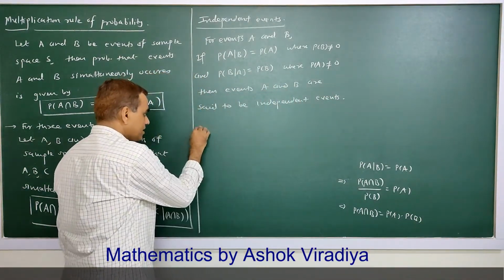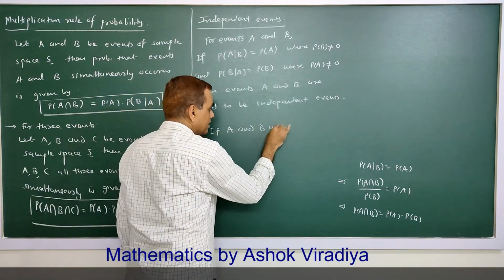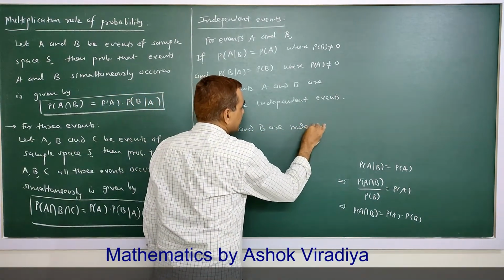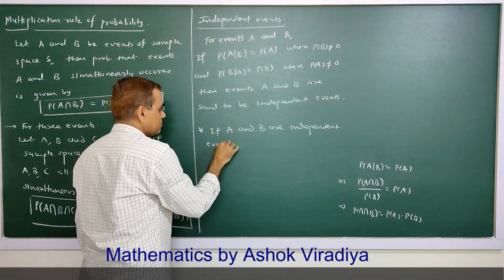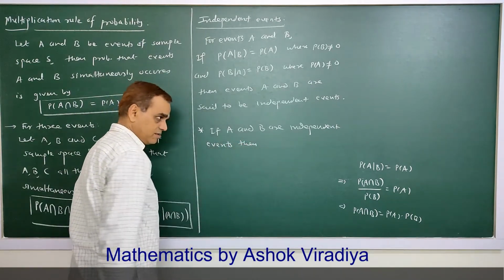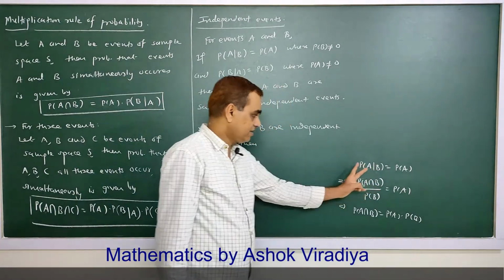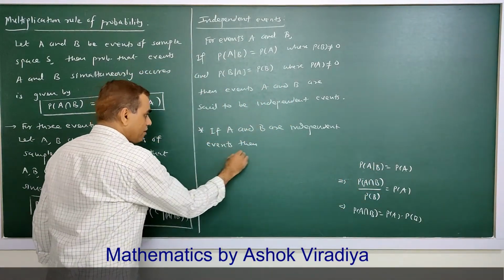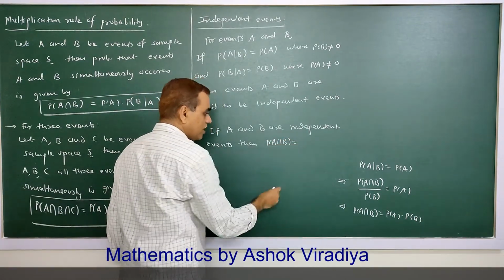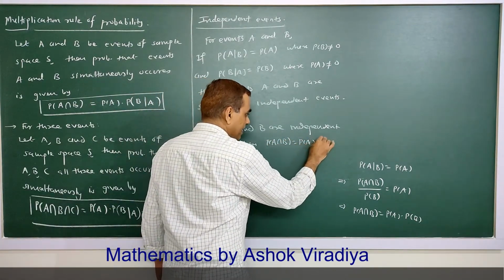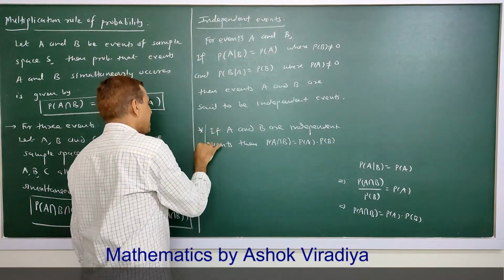So that means if A and B are independent events, then probability of A intersection B is equal to probability of A into probability of event B. So important statement.